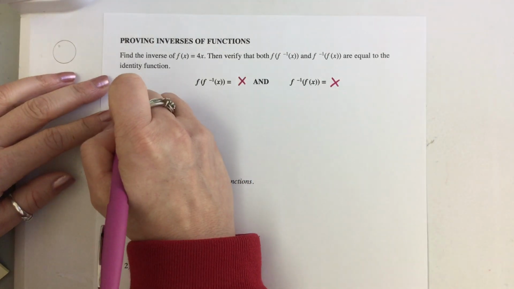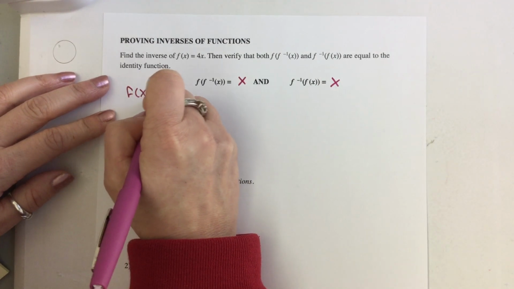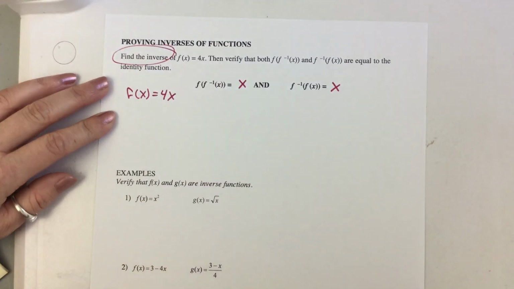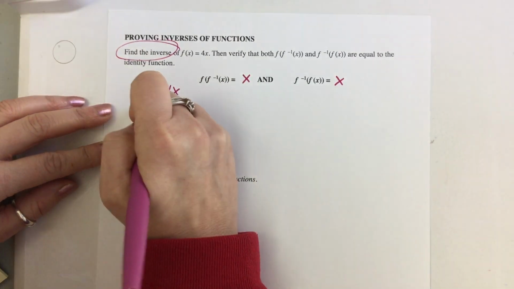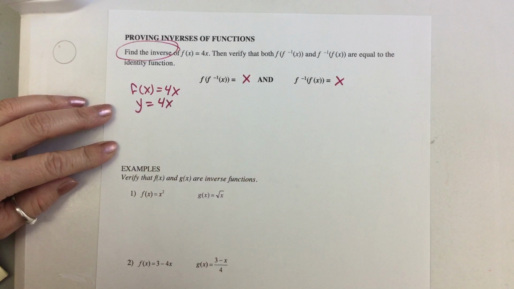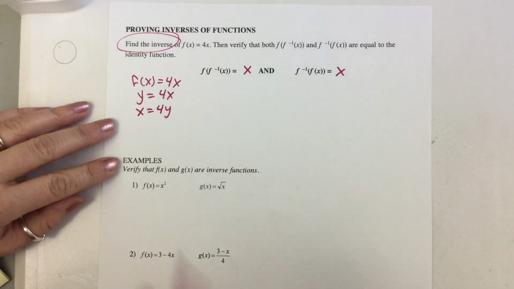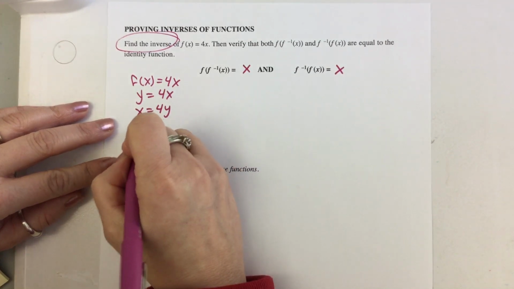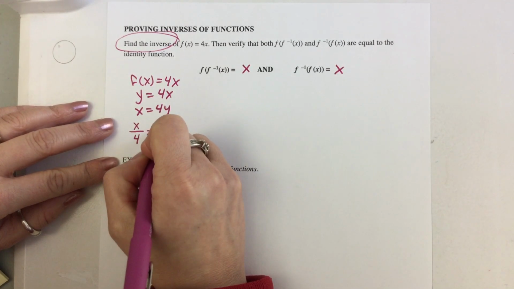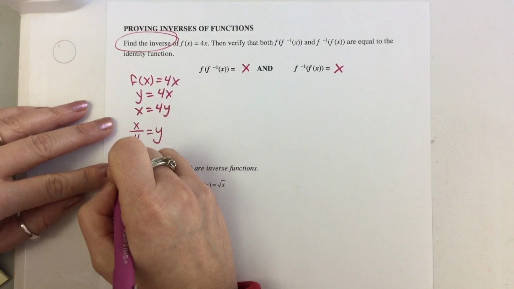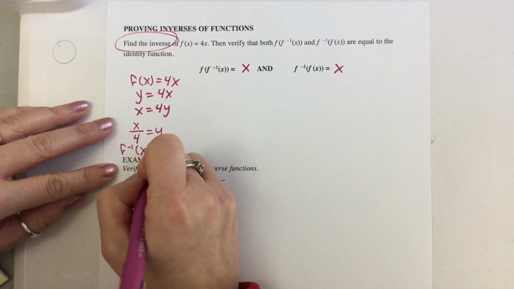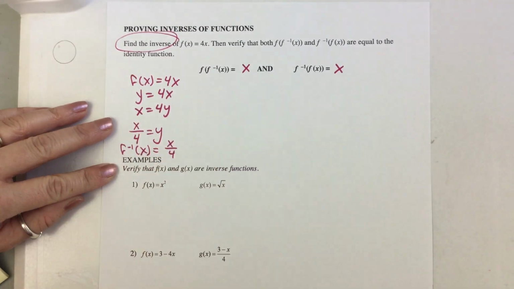If my original function is f of x equals 4x, step 1 is to find the inverse. So y equals 4x. Switch x and y. X equals 4y. Go ahead and solve for y. So x over 4 equals y. So that is what the inverse is. The inverse is x over 4.